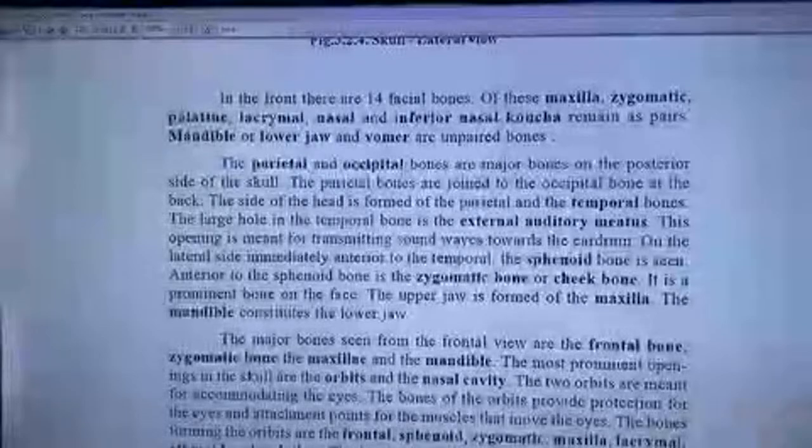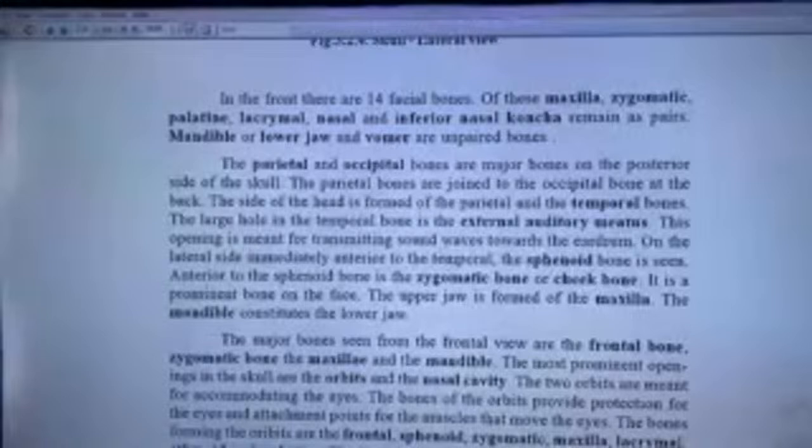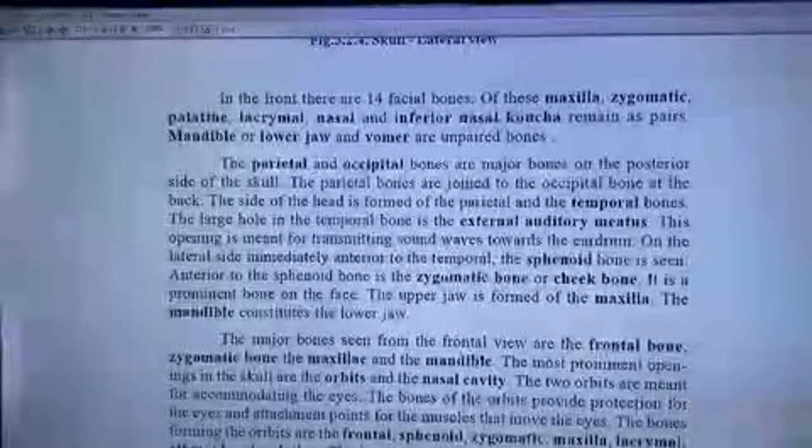The temporal bone has the external auditory meatus. This opening is meant for transmitting sound waves toward the eardrum. On the lateral side, medial to the temporal, the sphenoid bone is seen. Anterior to the sphenoid bone is the zygomatic bone or cheekbone. It is a prominent bone on the face. The upper jaw is formed of the maxilla. The mandible constitutes the lower jaw.